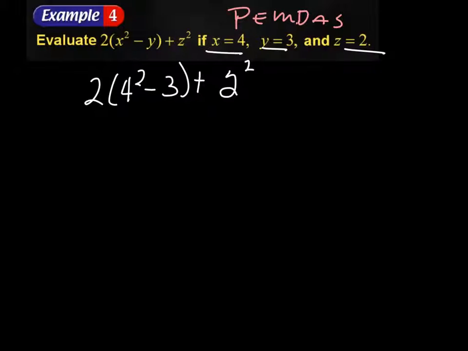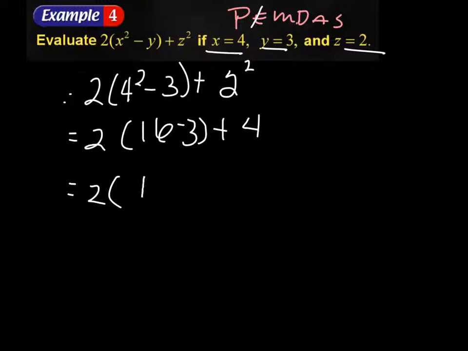So inside our parentheses, we're going to have, well, now we're doing exponent mode. 4 squared is 16. Copy down the minus 3. And 2 squared is 4. So I just went through and caught all my exponents. That was nice. Goodbye, exponents. But I still have parentheses I have to get rid of.